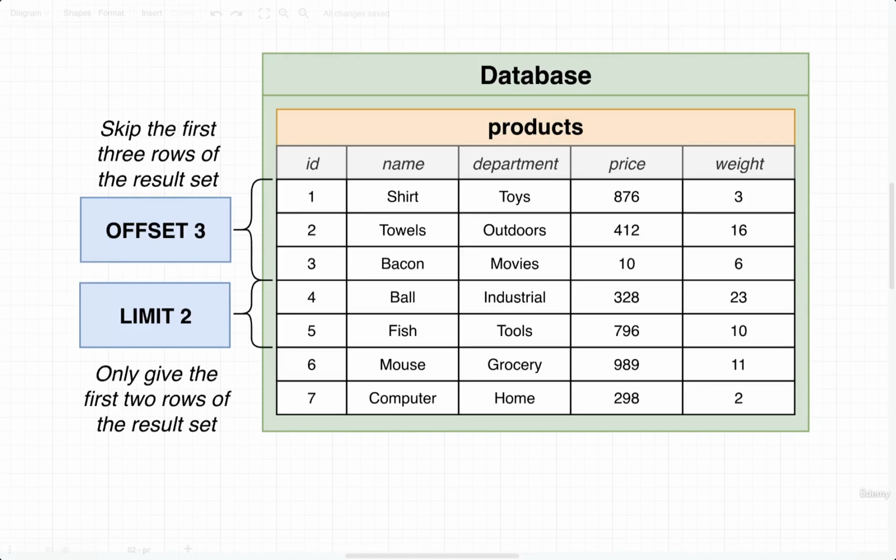In this video, we're going to take a look at two new keywords, offset and limit. These are two keywords that are pretty straightforward, so we're just going to spend one video on them. I think you'll understand them rather quickly.